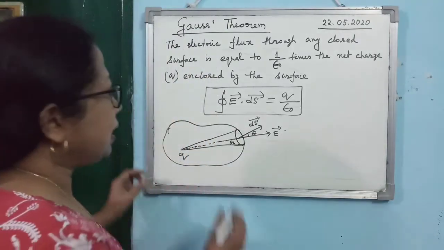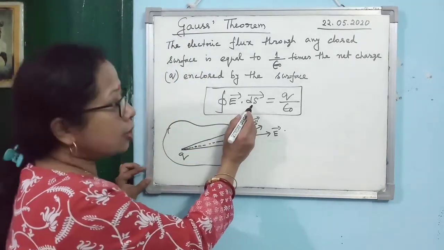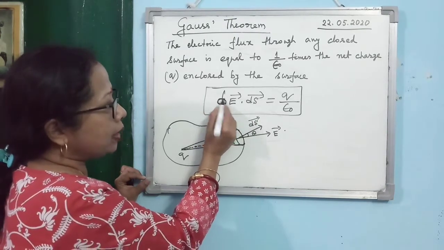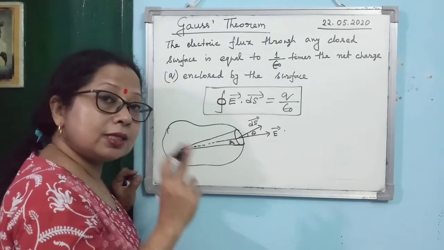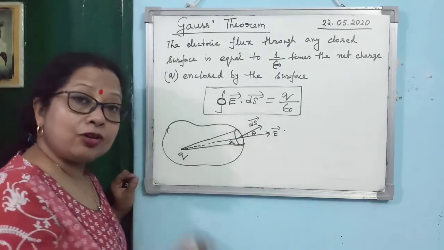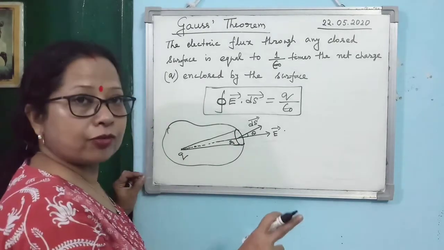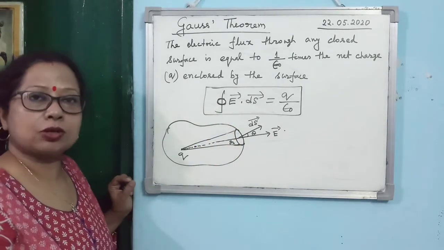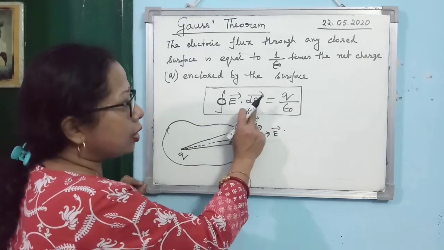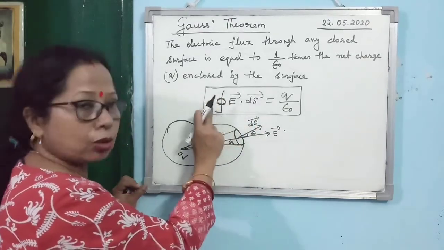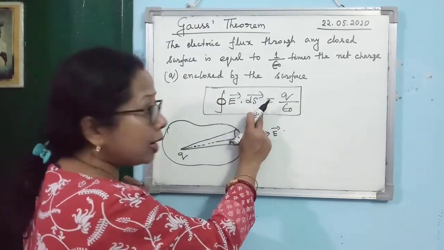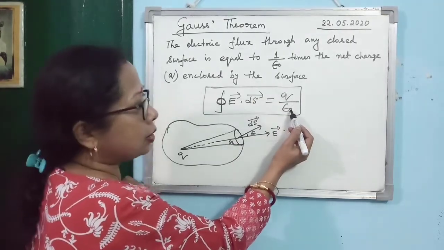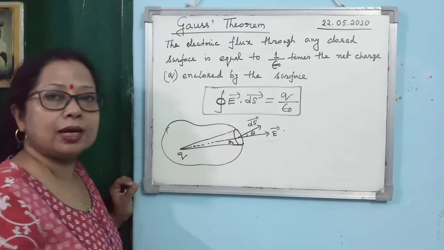The mathematical expression is integration E dot ds. Here you see I have drawn a circle on the integration. What does it mean? In Gauss's theorem, I said the electric flux is through a closed surface, so this symbol indicates the closed surface. Integration of E dot ds is done over a closed surface and it is equal to, according to Gauss's theorem, 1 upon epsilon naught times the charge enclosed by the surface.